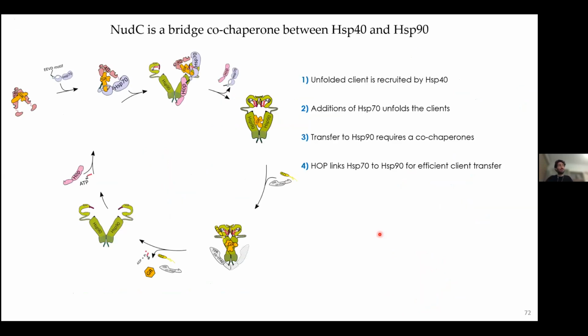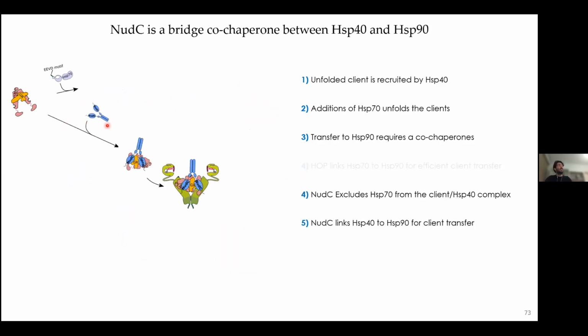So just to summarize our findings, we started from a well-known and well-identified pathway to load the client from the Hsp70-Hsp40 complex that involves the co-chaperone Hop, which can interact simultaneously with Hsp70 and Hsp90. But today what I showed you is that by investigating Nazi, we could show that this protein can bind directly to Hsp40 and the client and bring this client complex to Hsp90.